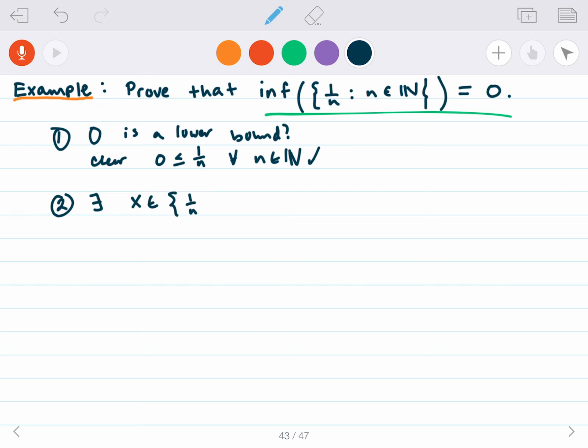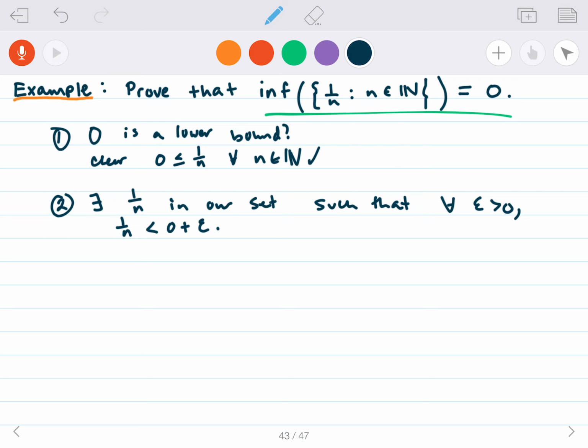in 1 over n. Well, actually, maybe I'll just write it like this. There exists some 1 over n in our set for which, for all epsilon, maybe I should write it like this, such that for all epsilon greater than 0, 1 over n is less than 0 plus epsilon. Okay, so we want to verify these two properties from theorem 1.3.